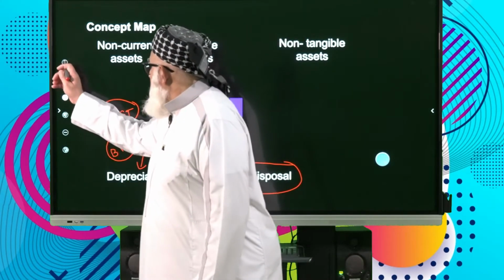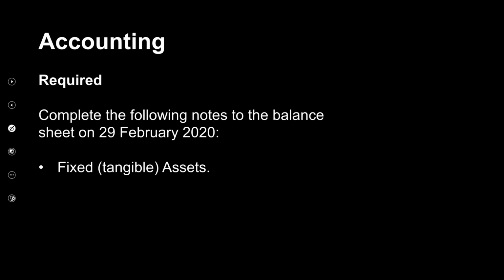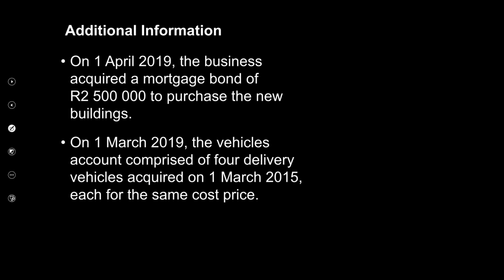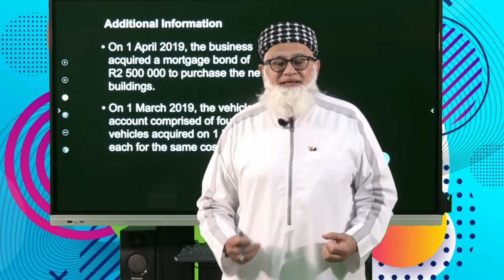Okay, now let's look at this information that we have here. It says here, Amalinda Limited. The following information appears in the accounting records of Amalinda Limited for the financial year ended 29th of February 2020. Okay, what is it that we have? We are asked to complete the note, which is your tangible assets note, and you will notice that they are giving you additional information. In other words, they're telling you to take the following information into account in order to complete that particular note.